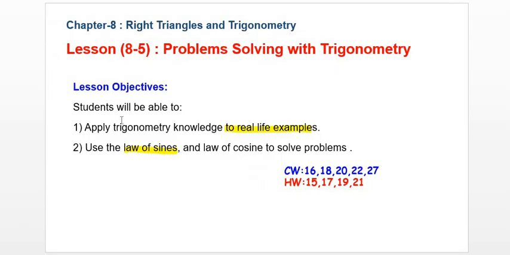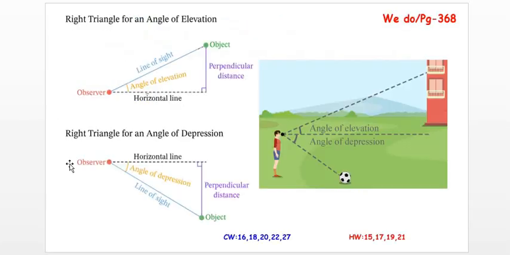So here our main objective is to apply the trigonometric knowledge to real life examples, and use the law of sines and law of cosines to solve problems. First of all, let's see what is an angle of elevation and what is an angle of depression.